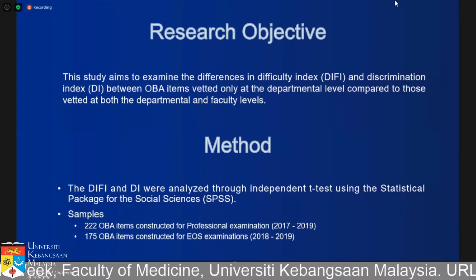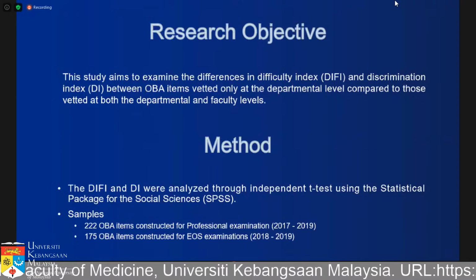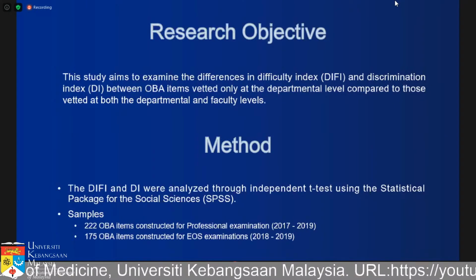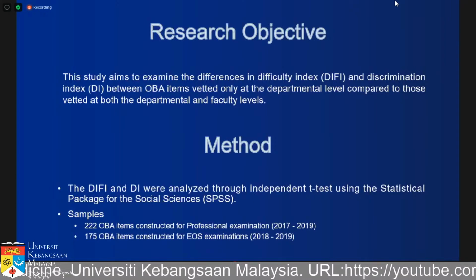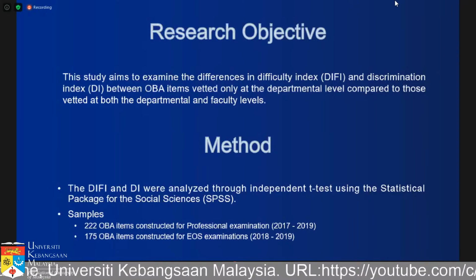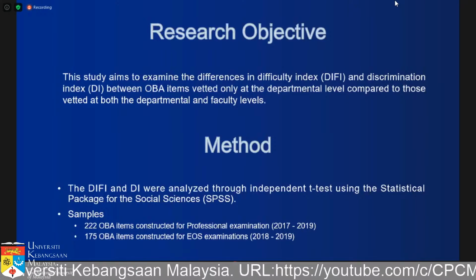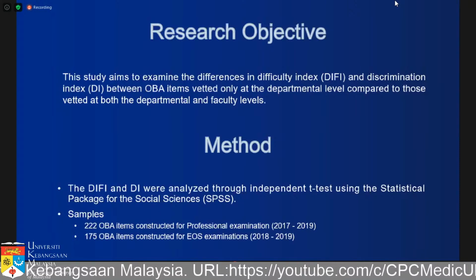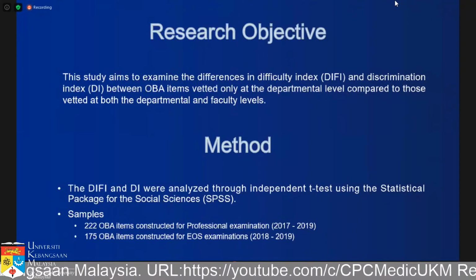The method we use is quite simple. We take the values for difficulty index and discrimination index and compare the means through independent t-tests using SPSS. The samples we used were 222 OBA items constructed for professional examination from 2017 to 2019, and 175 OBA items constructed for EOS examination from 2018 to 2019.